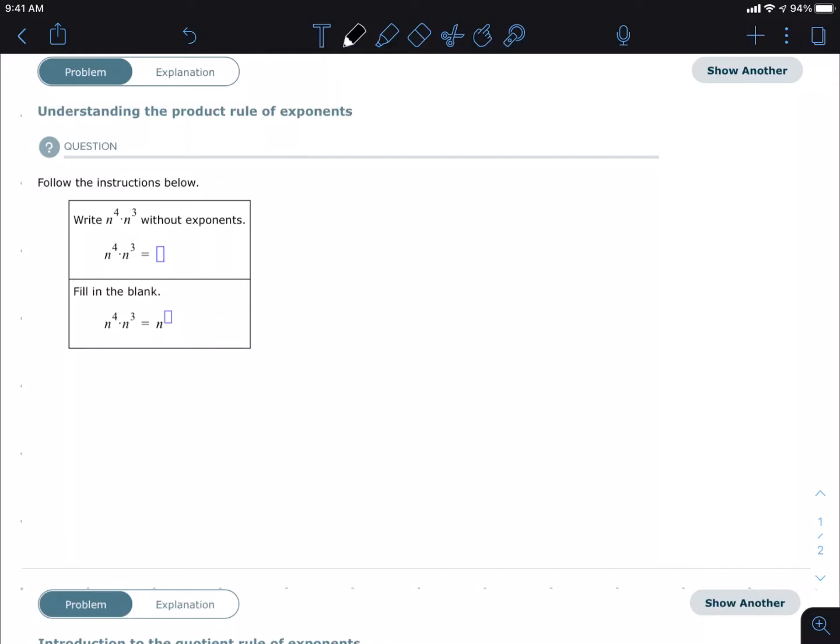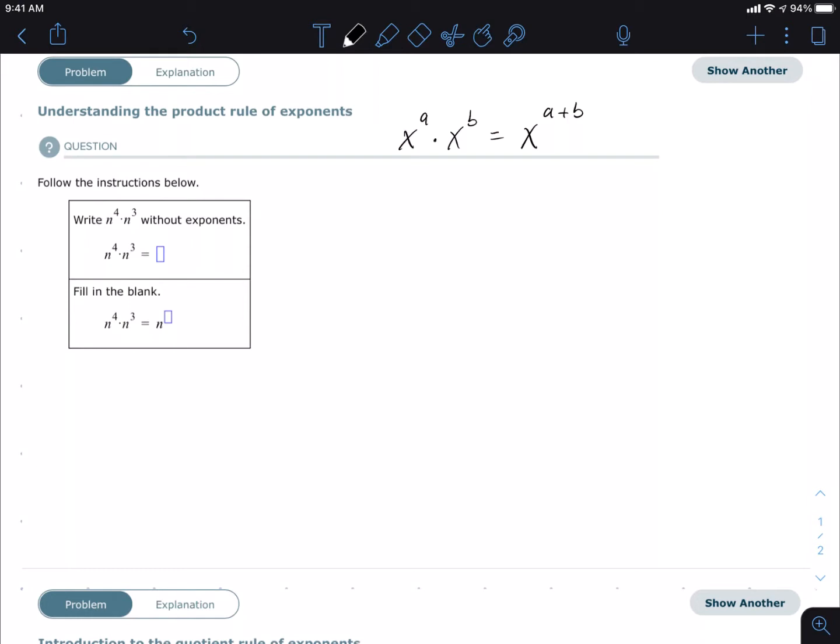So this first topic that I'm going to talk about is understanding the product rule of exponents. What happens with the product rule is, if we have something that has the same base, it doesn't matter what the base is, it could be x, it could be a, it could be any number. So if I have x to the a times x to the b, since they're being multiplied like this, the rule tells me that I add the exponents. So this would be x to the a plus b. Does that make sense?